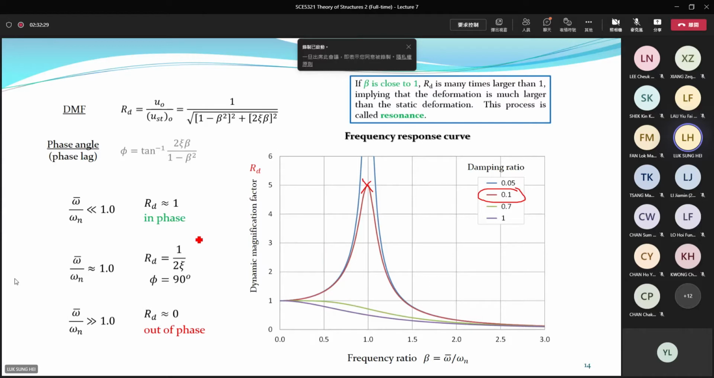You can calculate RD at resonance using this formula: 1 over 2 times damping ratio. It is derived from the definition. You put beta equal to 1, the first term cancels, and you have the square root of damping ratio squared. The square cancels, and only 1 over 2 damping ratio remains on the right-hand side. It is derived from the definition.